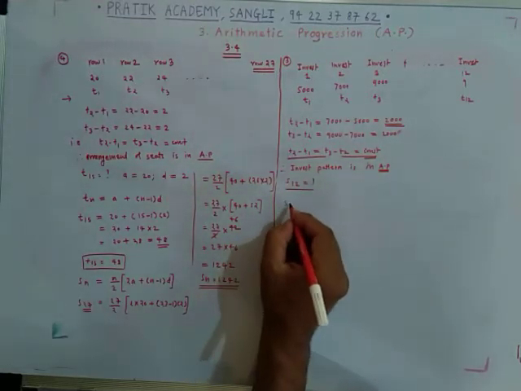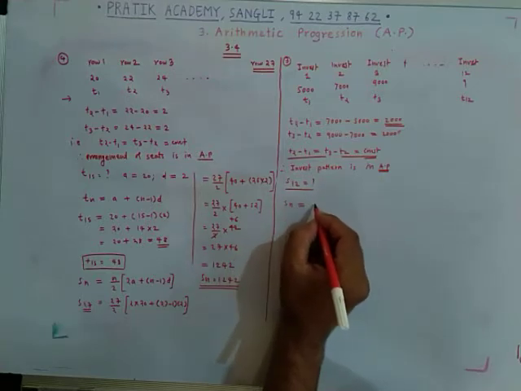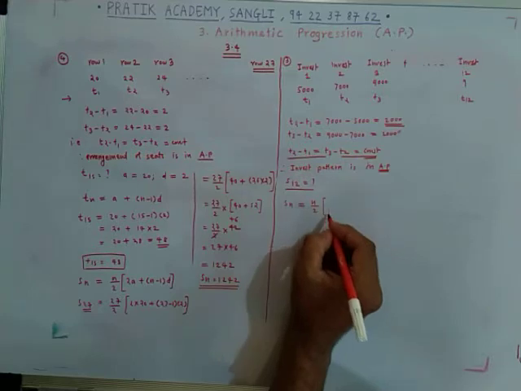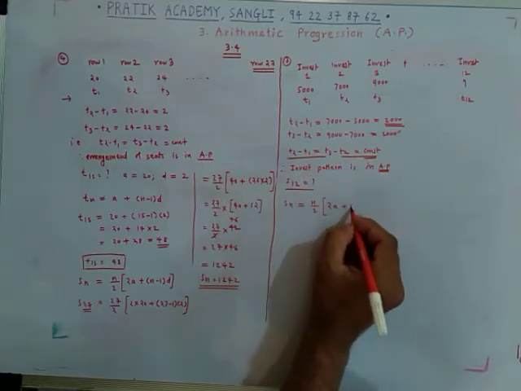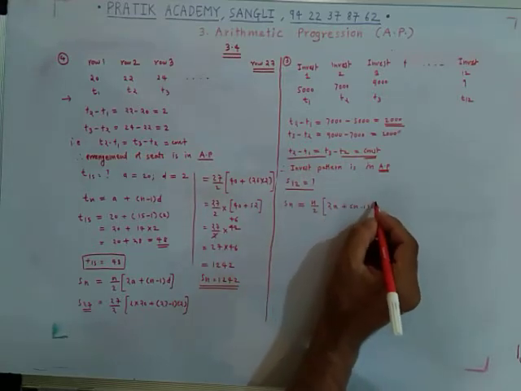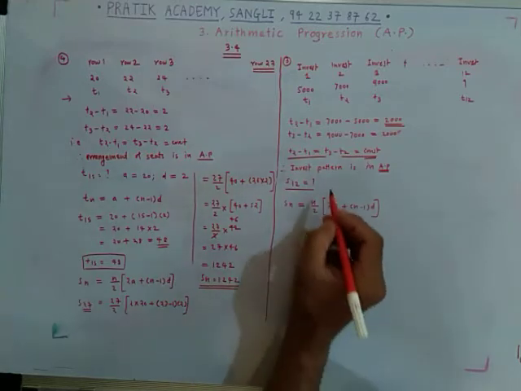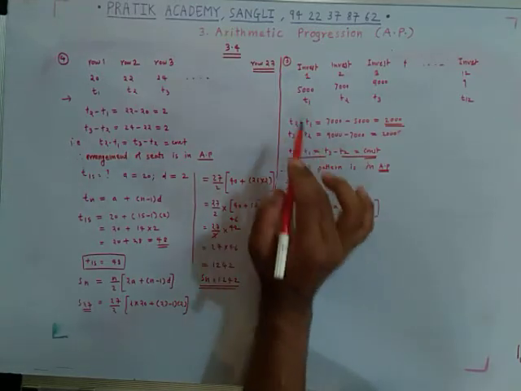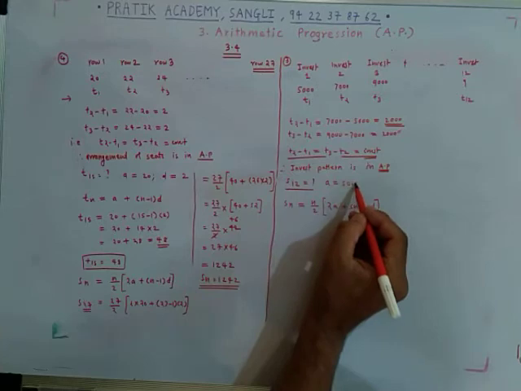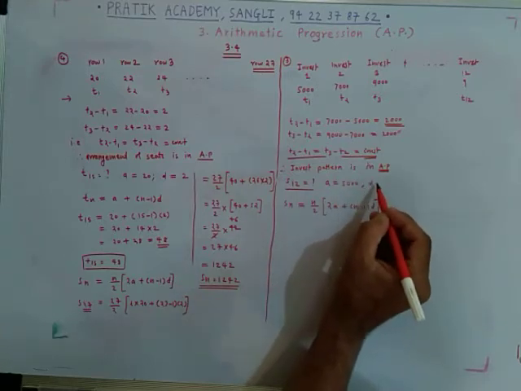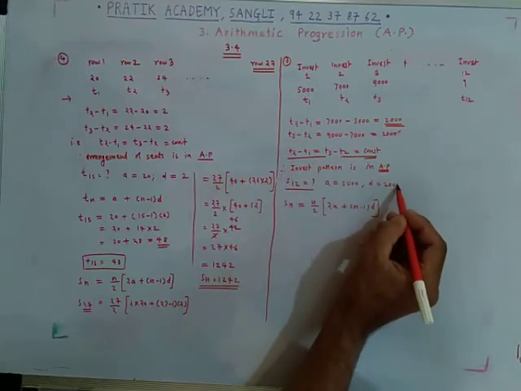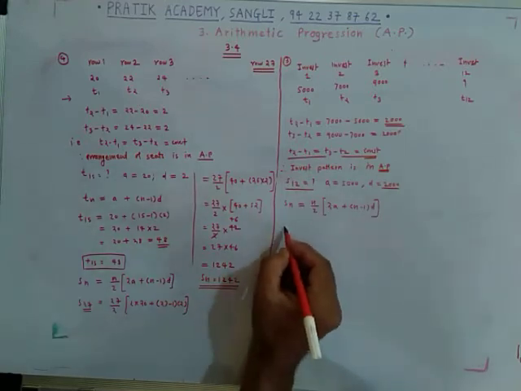What is the formula? Sn is equal to n divided by 2 in bracket 2a plus (n minus 1) into d. So what is a here? a is the first term, it is 5,000. What is d? d is the difference, that is 2,000. Put values. We have to find out the sum for 12 years.